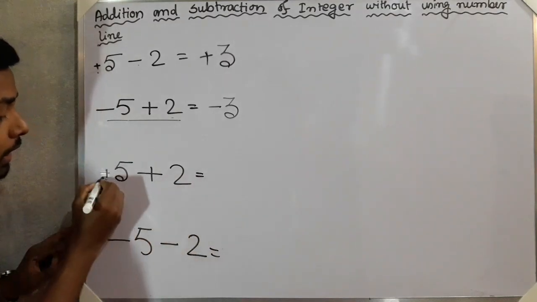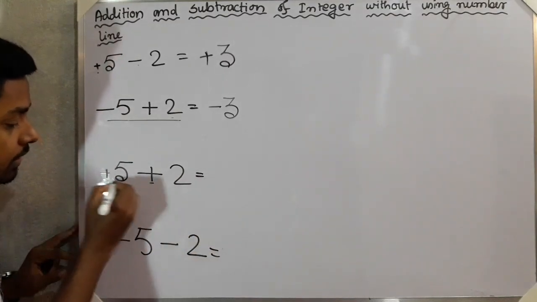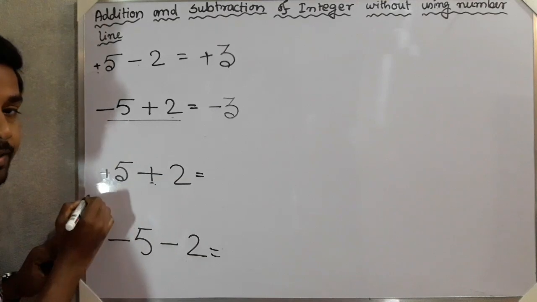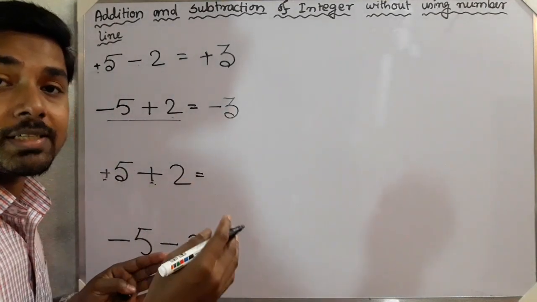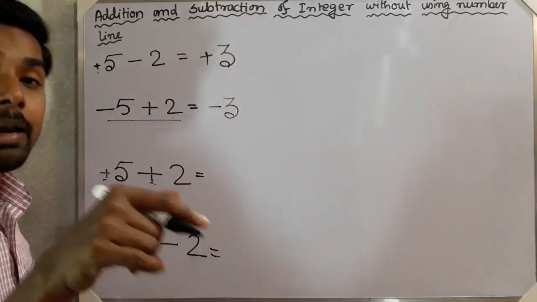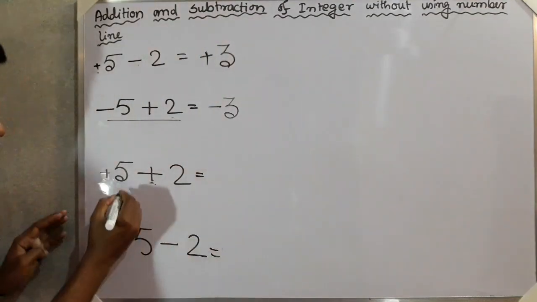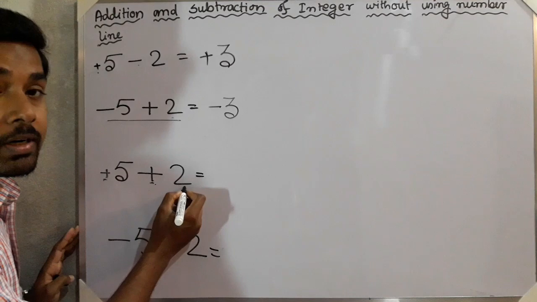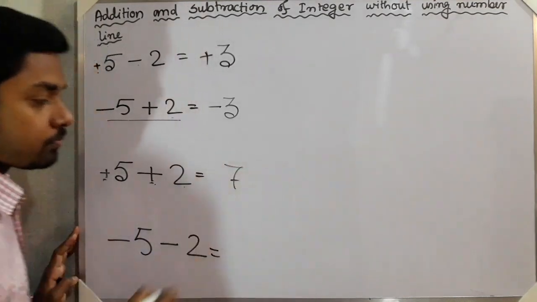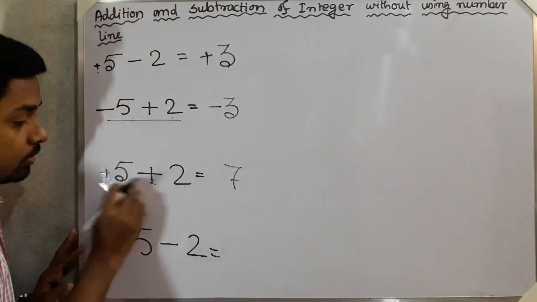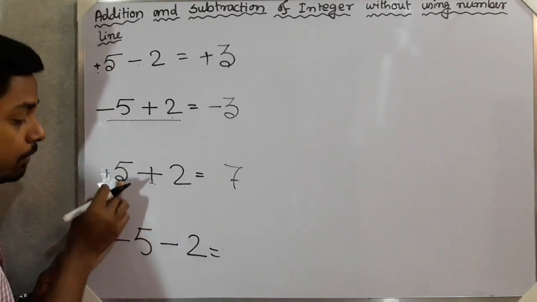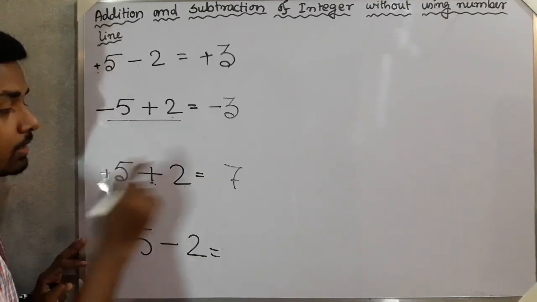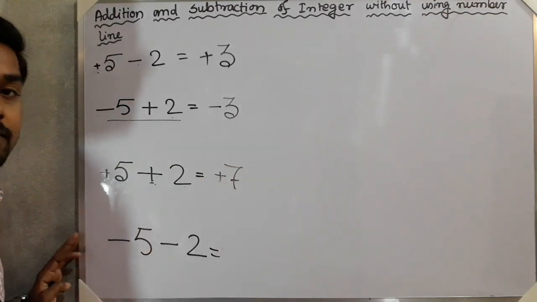Now what do I have to do? You have to multiply the notation, whatever notation they are having in front of them. So plus into plus equals what? Plus into plus equals plus. That means we have to do plus. So 5 plus 2 equals what? 7. Now between these two numbers which one is the greatest? 5. And before 5 which sign is there? Plus. So we have to take a plus.